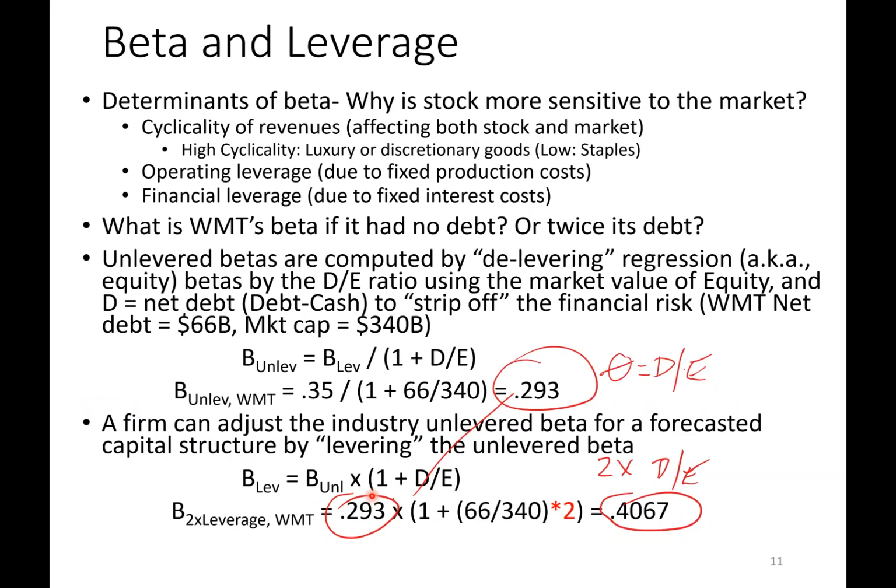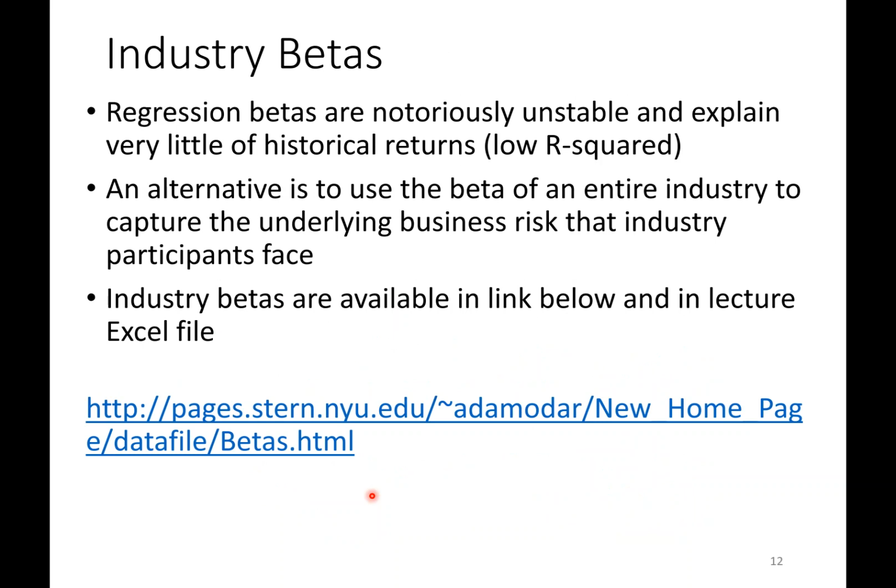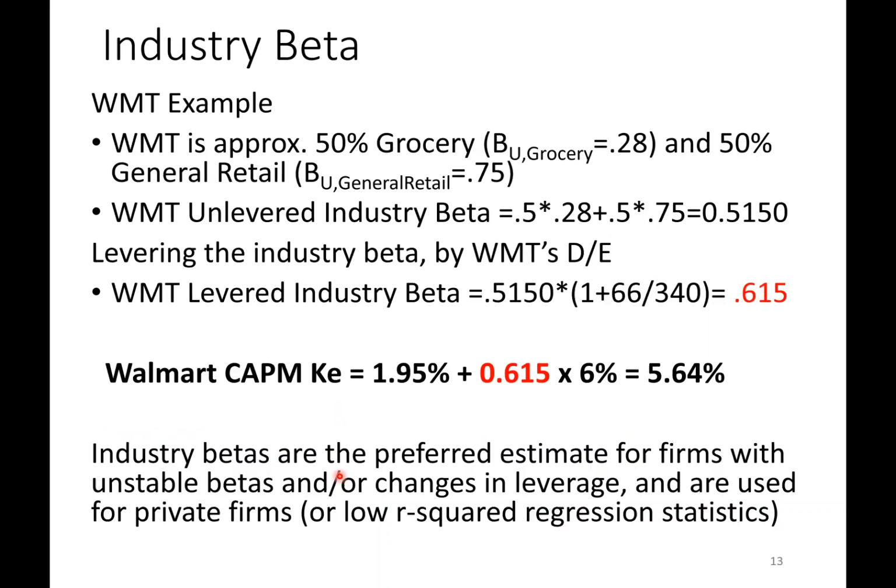So this leads me into a discussion of something called an industry beta. Regression betas are notoriously unstable and explain very little of historical returns. Remember the 5% R squared on Walmart's beta. An alternative is to use the beta of an entire industry to capture the underlying business risk that participants face in that industry. Now, industry betas are available at Damodaran's website, and we'll go there and take a look at the data.